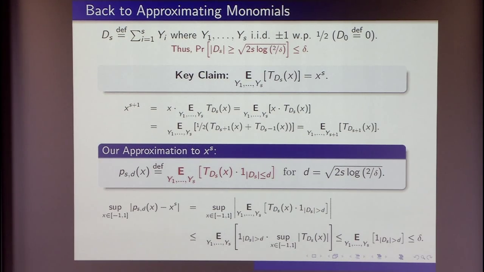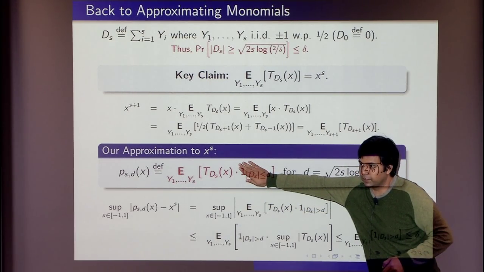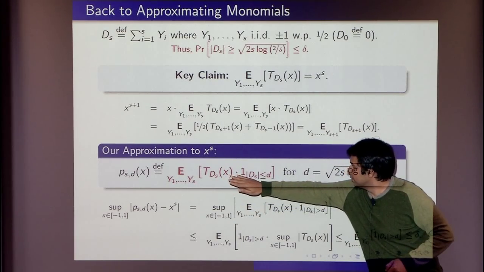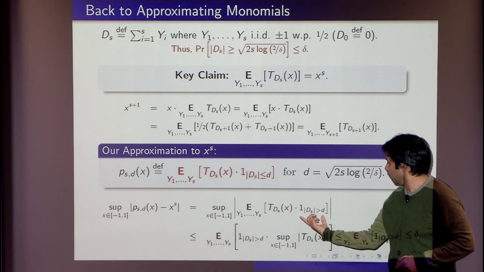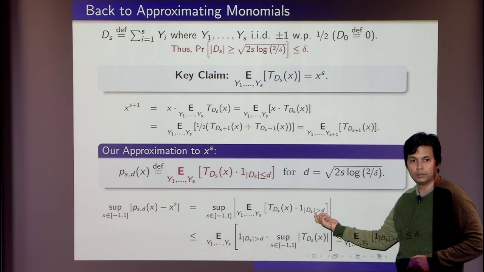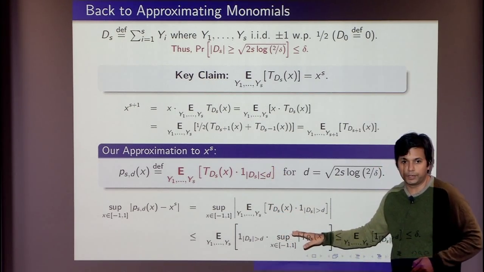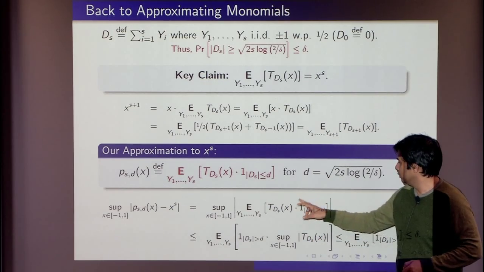And the proof that this is a good approximation is also rather straightforward. So let's try to understand the maximum error in the interval minus 1 to 1 of our polynomial and x to the s. So the way it is defined, if I remove this term, then I know that this is x to the s, this expectation. So the difference of P_s,d(x) and x to the s, what you recover is the complementary event, the event that the distance is larger than d. Right? So I'm just taking the difference of these two polynomials using linearity of expectation. So what I get is exactly this event.